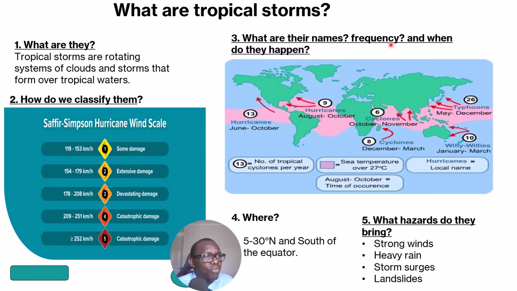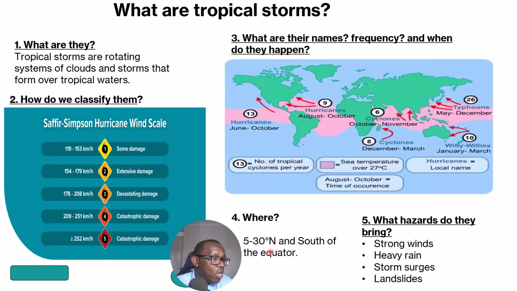So what are their names, frequency, and where do they happen? So you can have a look at this map later on, or you can freeze it and have a look at it a little more closely. But they have different names in different parts of the world, but it's basically the same thing, just a different name in a different part of the world. So in Southeast Asia here, as you can see, they are called typhoons. In the south of Asia here and around Africa, they are called cyclones. And then in this region between Africa and North America, they are called hurricanes. So around America, they are called hurricanes. Asia, South Asia, cyclones, and typhoons in Southeast Asia.